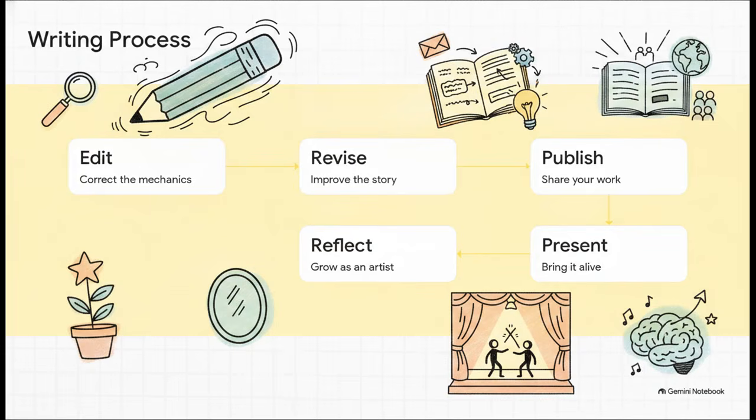Let's do a quick recap of the entire creator's journey framework we've explored today. This step-by-step approach practically guarantees a professional, polished one-act play. Step 1. We edit to correct the mechanics. Step 2. We revise to improve the story. Step 3. We publish to responsibly share our work. Step 4. We present to perform the play. And Step 5. We reflect to grow as artists.